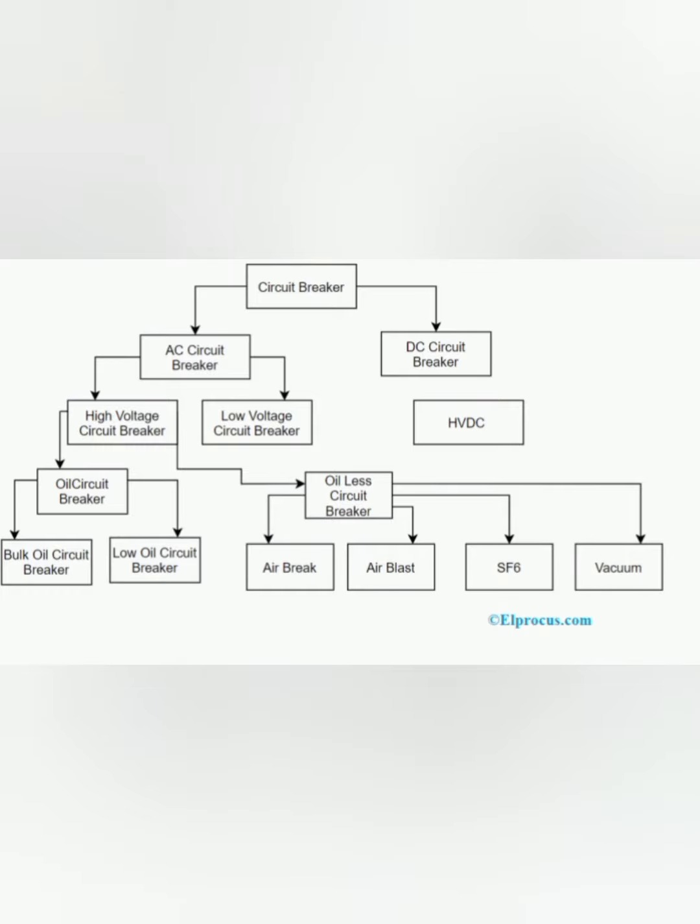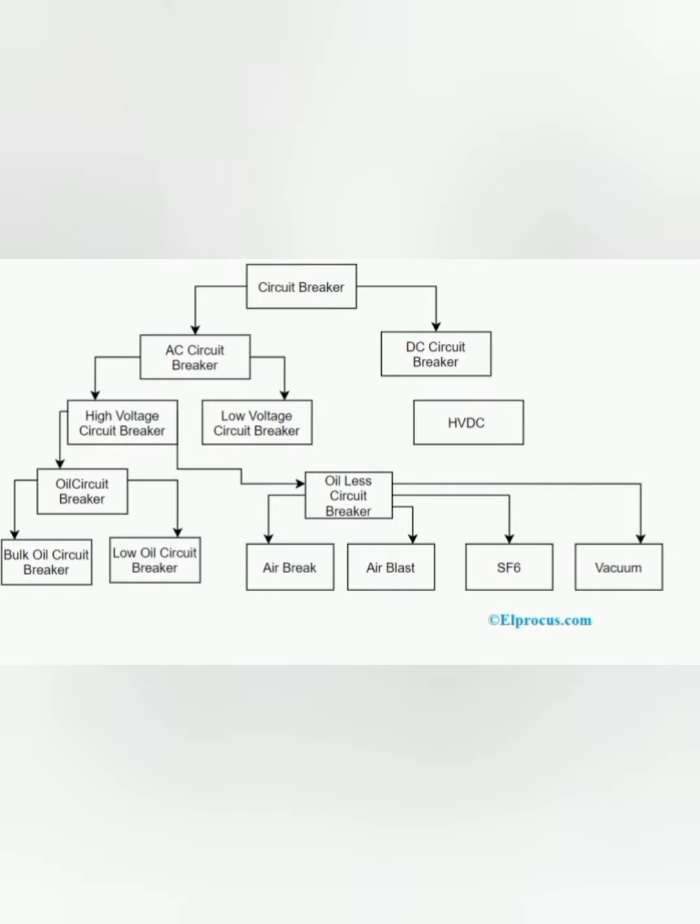The low voltage ones are the miniature circuit breaker, molded case circuit breaker, residual current circuit breaker, earth leakage circuit breaker, and air circuit breakers, which means up to 15 kV we are using the air circuit breakers. So, in this case, we can mention those as low voltage circuit breakers. Coming up to high voltage circuit breaker, it is further classified into oil circuit breaker and oilless circuit breaker.